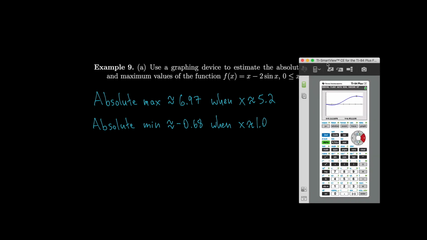You could get a better approximation if you go over to second calc and hit, how about we do the maximum first, so 4. So we go to the left of the maximum, and then we go to the right, and then we guess it's going to be around over there. And you could see that, yeah, it's around 5.2 and 6.97. If you go back to calc and go to the minimum, then you go to the left of the minimum, and then to the right, and then we guess over here.